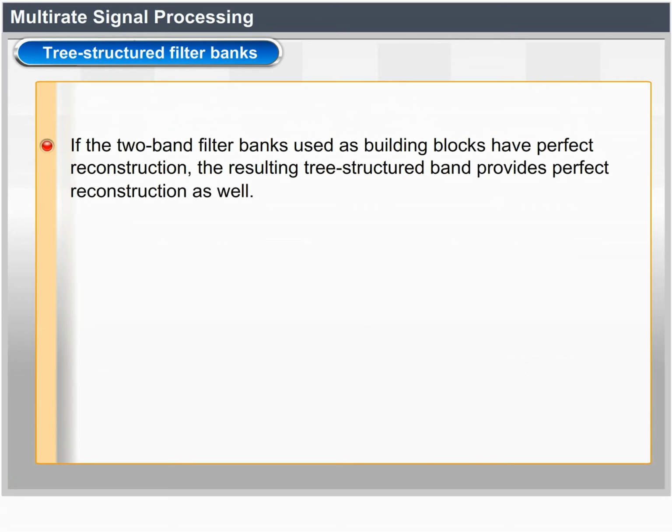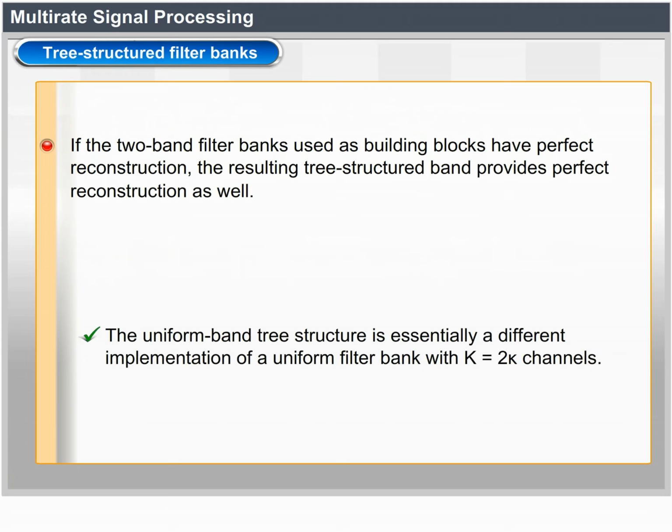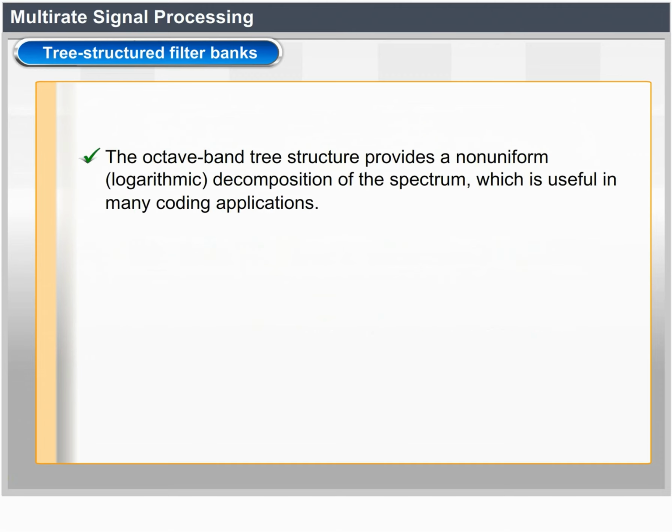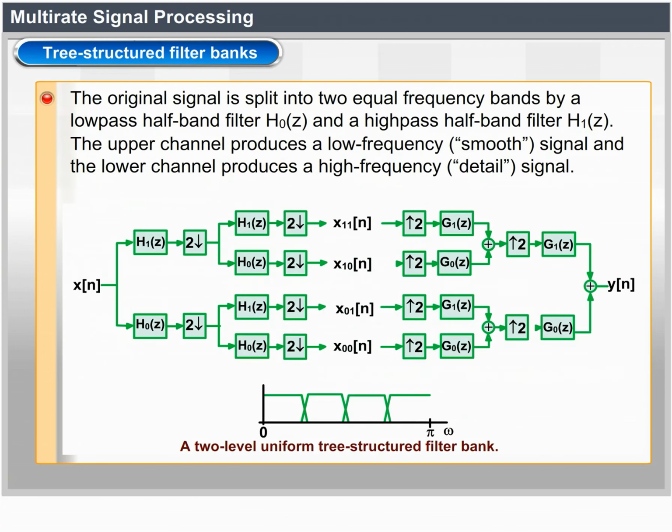The uniform band tree structure is essentially a different implementation of a uniform filter bank with K equal to 2 power k channels. The octave band tree structure provides a non-uniform logarithmic decomposition of the spectrum, which is useful in many coding applications. The original signal is split into two equal frequency bands by a low pass filter H0 of z and a high pass filter H1 of z. The upper channel produces a low frequency smooth signal and the lower channel produces a high frequency detailed signal.